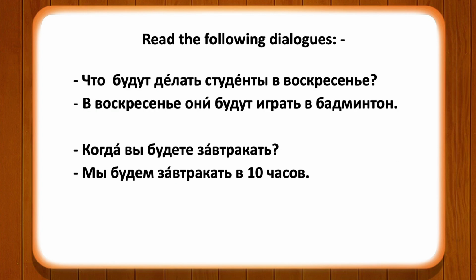Let's read the following dialogues which are in future tense. Что будут делать студенты в воскресенье? It means, what will the students do on Sunday? In the answer, it is воскресенье они будут играть в бадминтон. So, что будут делать студенты в воскресенье? What will the students do on Sunday? Воскресенье они будут играть в бадминтон, which means on Sunday they will be playing badminton, or they will play badminton.